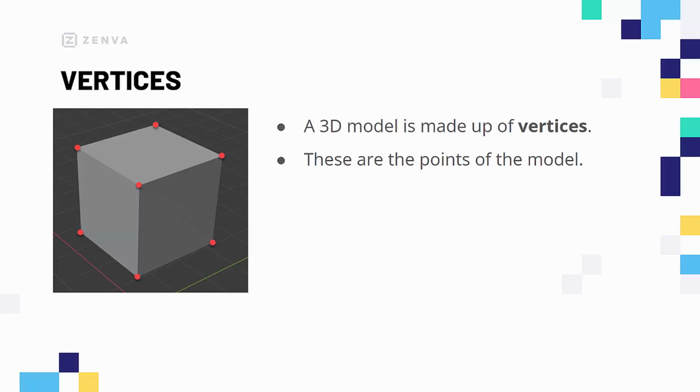Now a vertice, or a singular vertice, which is known as a vertex, is basically a point in 3D space, and a number of different vertices all connected together is what creates a 3D model, okay? So if you have a cube, the different points on each corner of the cube are going to be vertices. Whereas something like a sphere, for example, is going to have hundreds and maybe even thousands of vertices to create that smooth profile.